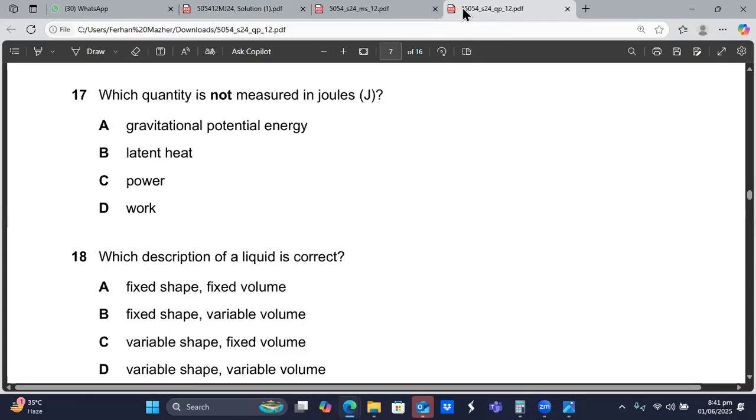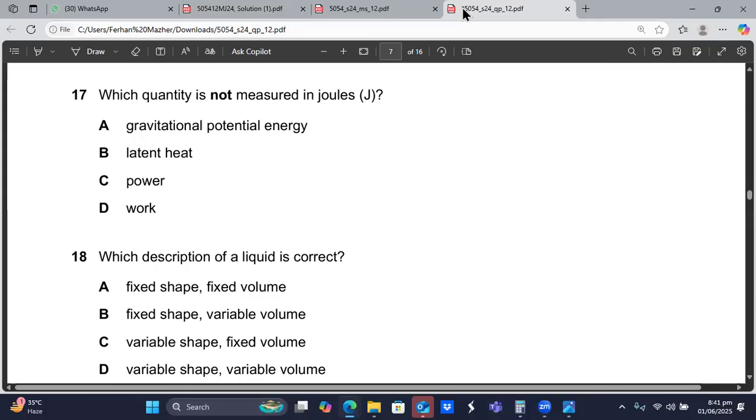The specific latent heat, its unit is joules per kg or joules per gram. Gravitational potential energy, that is pure energy, measured in joules. Latent heat is the amount of energy needed to change the state of a substance. That is also measured in joules. Don't confuse it with the specific latent heat. Specific latent heat, its units are joules per gram or joules per kg. Don't confuse the latent heat with the specific latent heat.